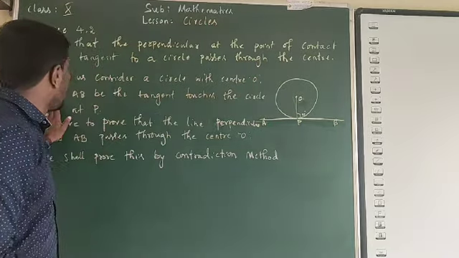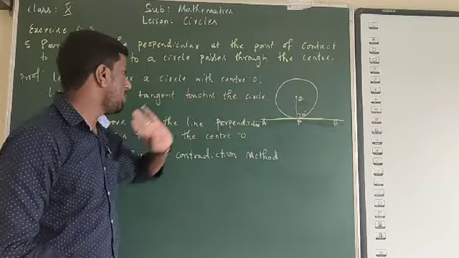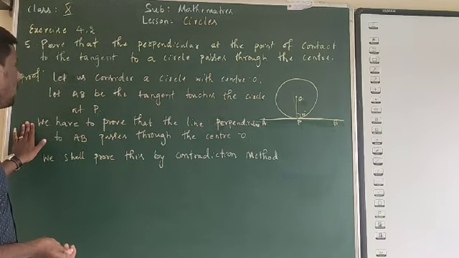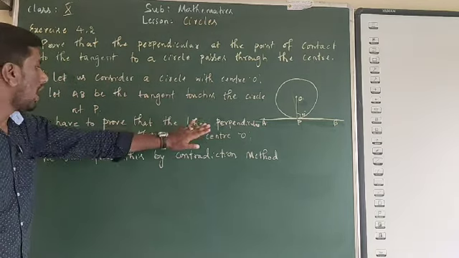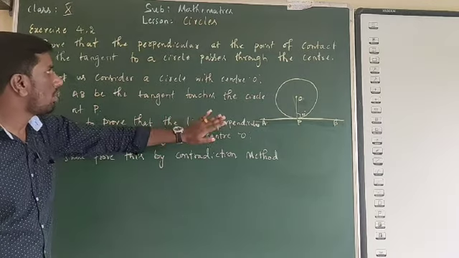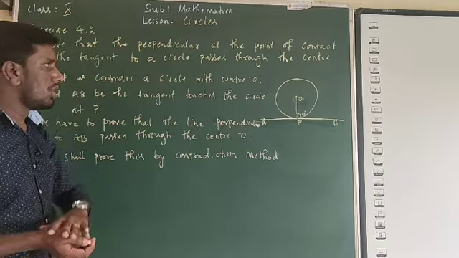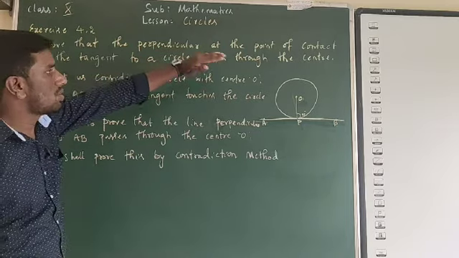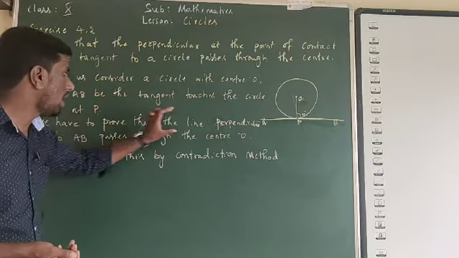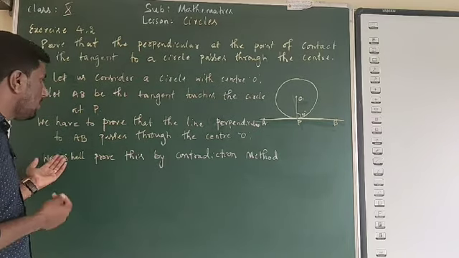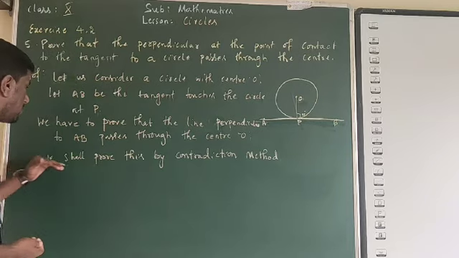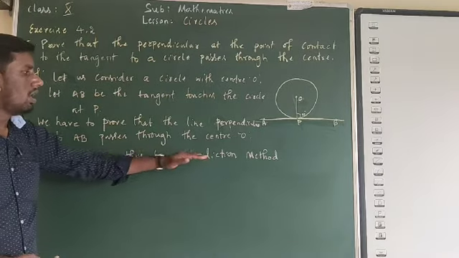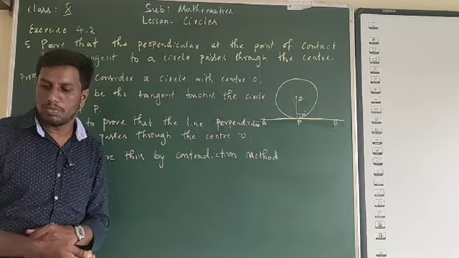A circle with center O, and AB is the tangent which touches the circle at point P. So that is what we have done here for the diagram. We have to prove that the line perpendicular to AB passes through the center O. This is there in the question itself: the line perpendicular to the tangent at the point of contact passes through the center. This is the line. Okay. So from which method are we going to prove this theorem? The actual proof starts from here. We shall prove this by contradiction method.